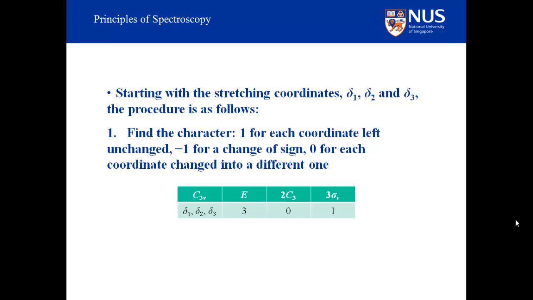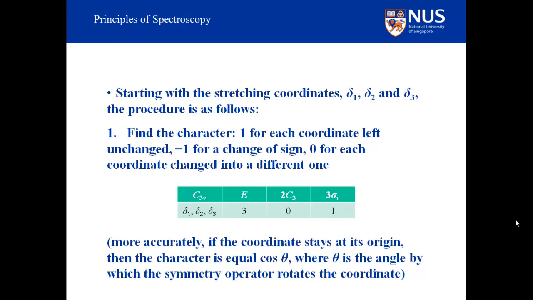To do this, we add 1 for each coordinate that is left unchanged, minus 1 if there is a change of sign, and 0 for each coordinate changed into a different one. More accurately, if the coordinate stays at its origin, then the character is equal to cos theta, where theta is the angle by which the symmetry operator rotates the coordinate. Under the identity, all 3 coordinates are left unchanged, and so each contribute plus 1 to the character. Thus the character of the basis delta 1, delta 2, delta 3 under the identity is plus 3.